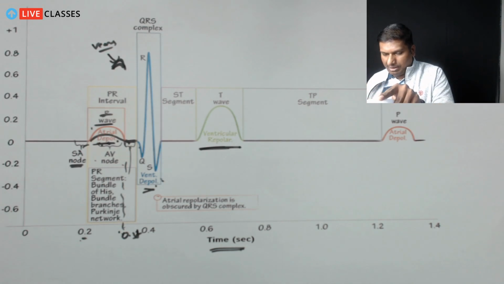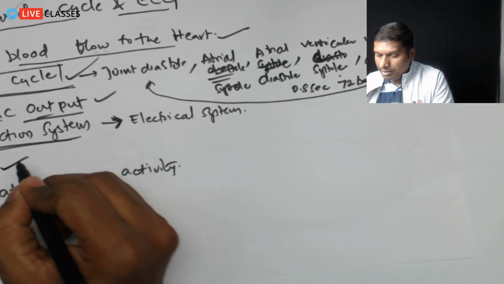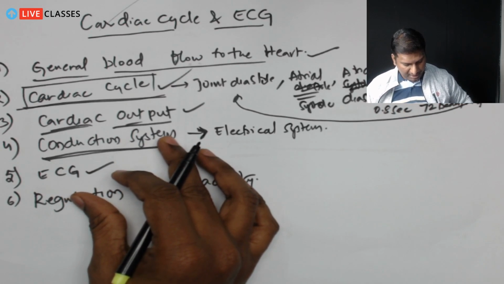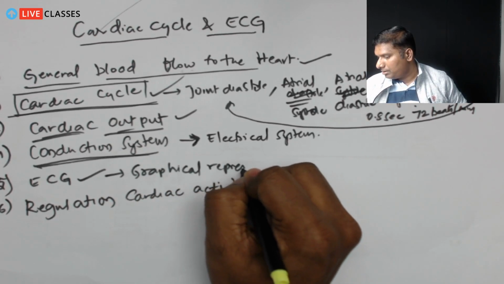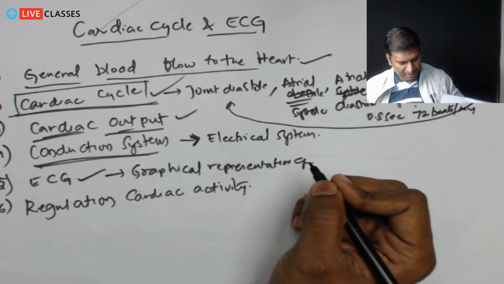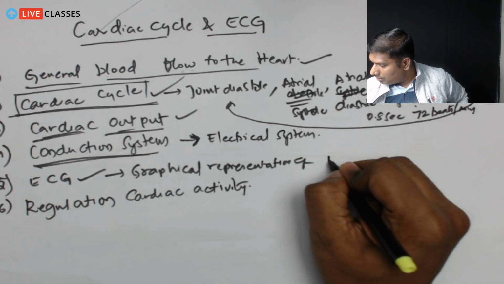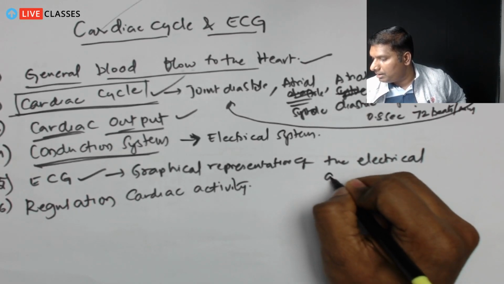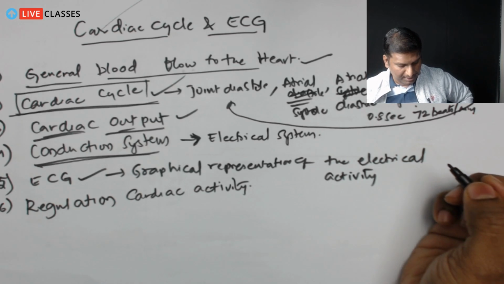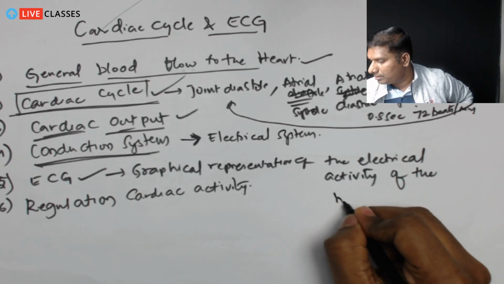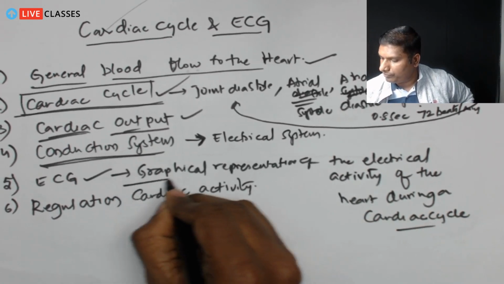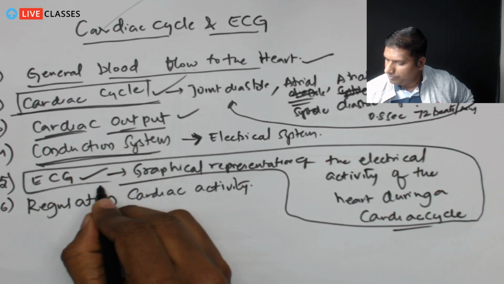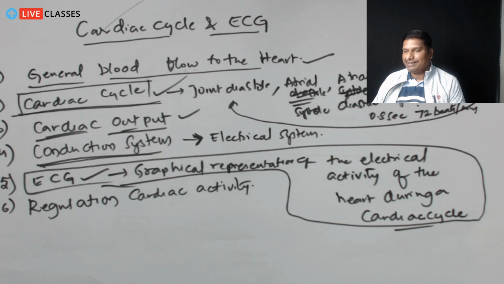The electrocardiogram, if you have to define it, is basically a graphical representation of the electrical activity of the heart during a cardiac cycle. That's your ECG. It is a graphical representation of the electrical activity, because the electrical activity will finally determine the contractions and the relaxations.